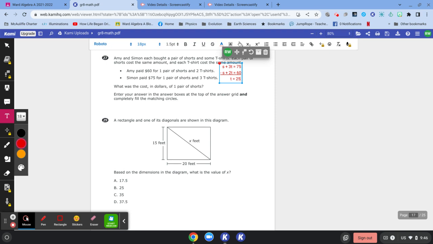So now I can go back into one of these equations and plug in 25. So I'll use substitution. I'll do the second equation, the one for Amy. S plus 2 times 25 equals 60. And that's S plus 50 equals 60. And you can probably mental math pretty quickly that S equals 10. Because we subtract 50 from both sides, we'll get $10 for a pair of shorts.